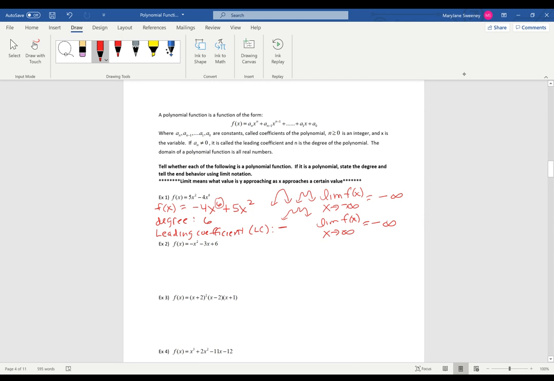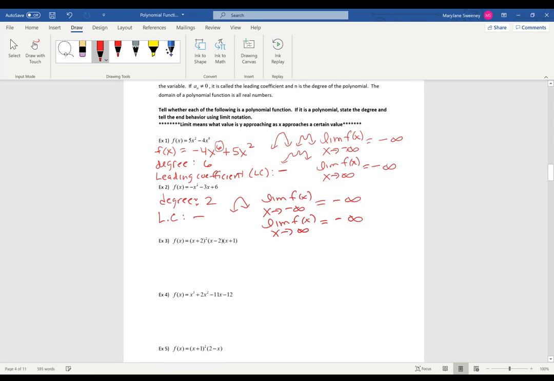All right, so the next one's already in standard form. So I can say this is a degree 2, because that's the highest exponent. Leading coefficient is negative. So this is a parabola that opens down. So again, the limit of f of x as x approaches negative infinity is going to be negative infinity because the ends are down. The limit of f of x as x approaches positive infinity is negative infinity, again, because the ends are going down.